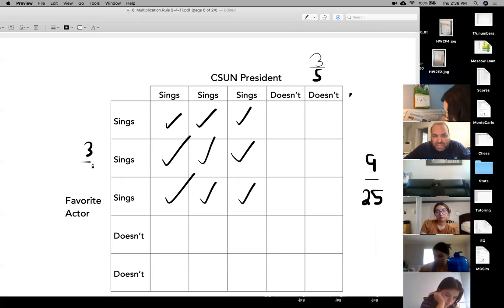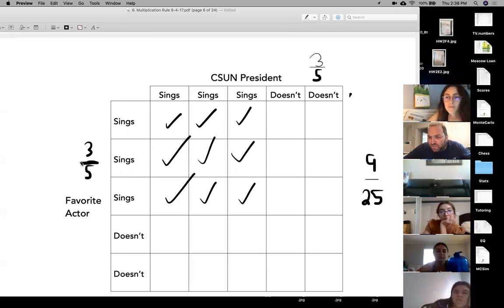Now, is there any connection between your favorite actor and the CSUN president? Yes. Really? They sing the same amount of time? No, it's not how much time they sing. The question is, whether or not you sing in the shower, is that connected to whether or not I sing in the shower? No. Or the next person sings in the shower? No.